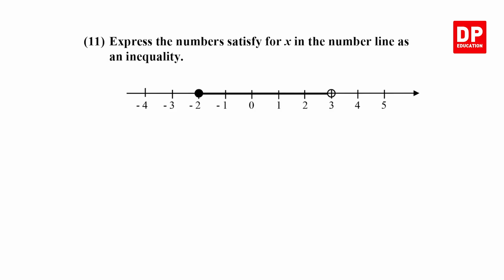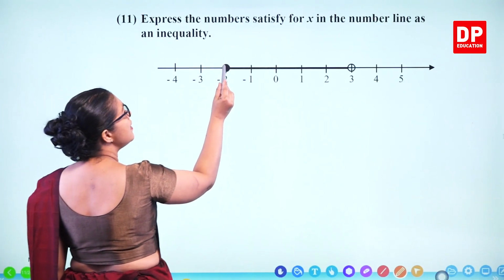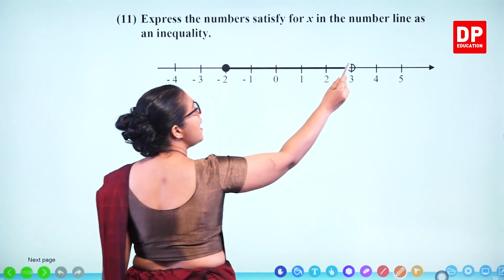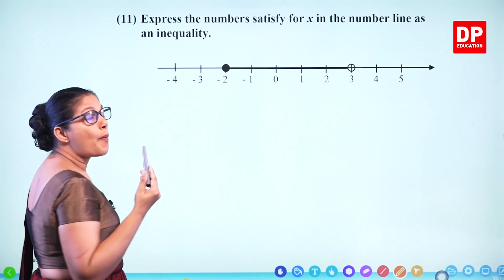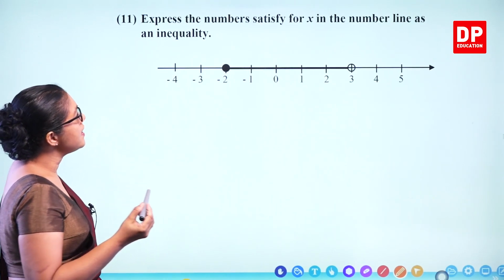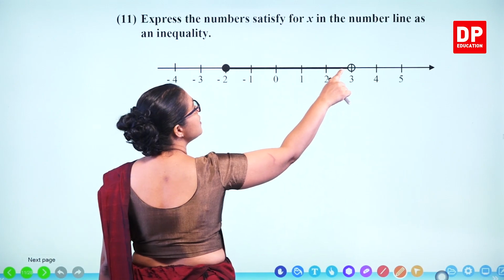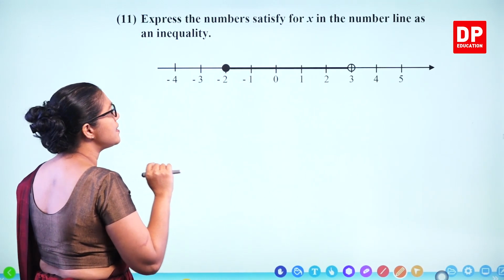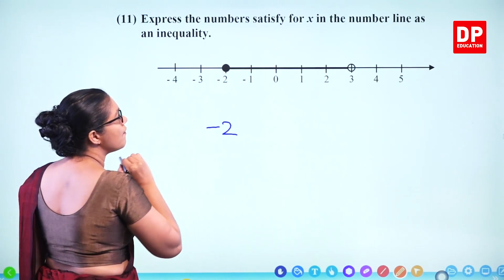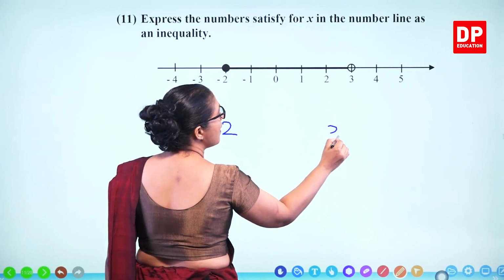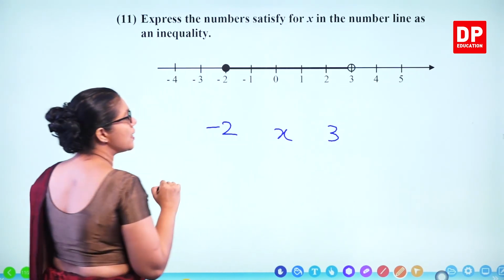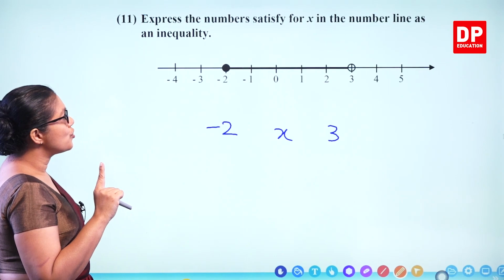Question number 11. Express the numbers satisfied for x in the number line as an inequality. It's given, this is a solid circle and this is an open circle. So how do you write down in between? Between these two numbers, we write down the smaller value and the bigger value. X is in between. Then what do you do?